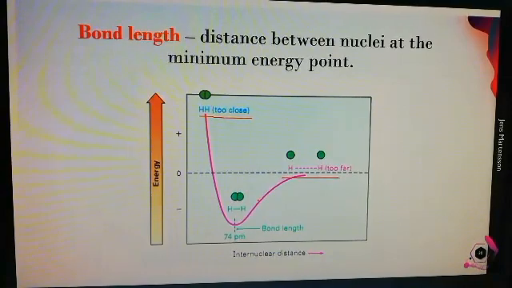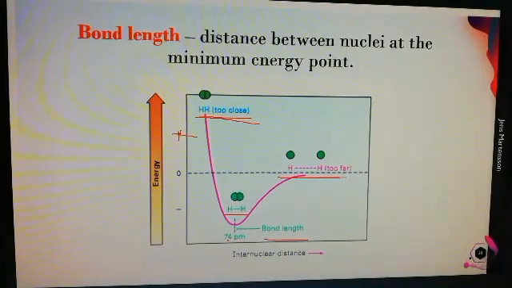And meron din tayong ideal distance for two nuclei atoms to be able to bond. So this distance is called the bond length. So if two atoms of hydrogen, for instance, are too close, they will repel each other kasi para silang positive. If they are too far naman with each other, they cannot share their electrons with each other. So the ideal bond length for the H2 molecule, the two hydrogen atoms, is 74 picometers.